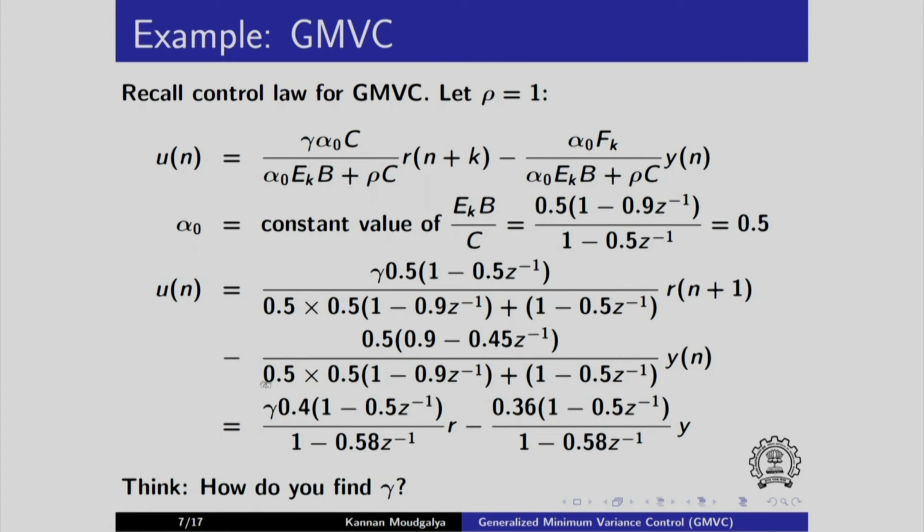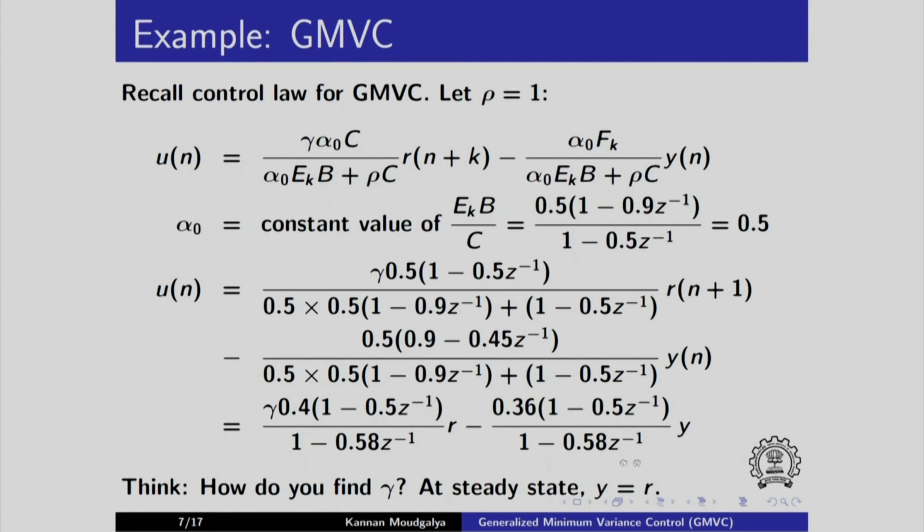Now the question is about alpha. How do you find alpha? We have still not explained how to find alpha, other than to say that it is similar to the term that we used in pole placement. I will also give a hint. At steady state, y should be equal to r. Based on that, you can determine gamma.